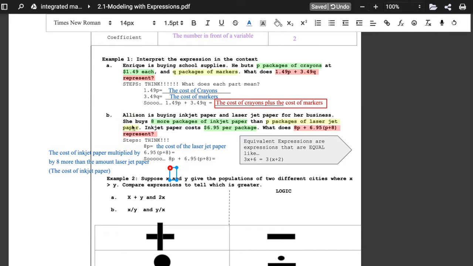So again, when we put them together, this is the cost of LaserJet paper added plus, well, we'll just start plus the cost of inkjet paper.